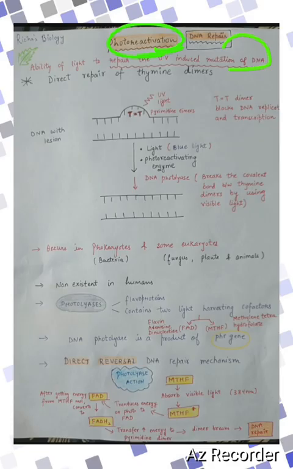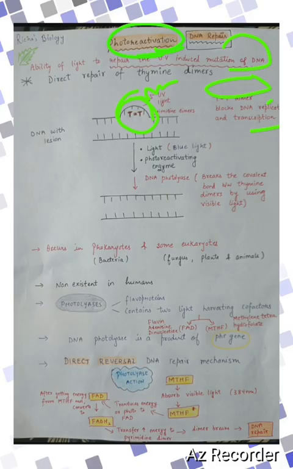Here you can see the UV light is coming, which is causing the TT dimer. So there is a distortion in the DNA, and you can see the bulge here. TT dimer is blocking the DNA replication as well as the transcription.